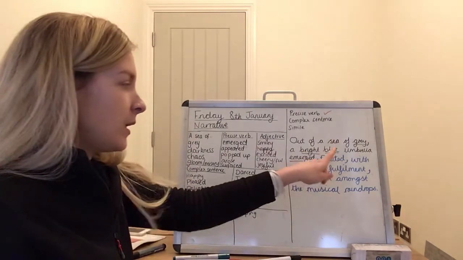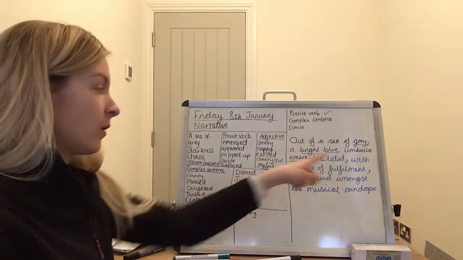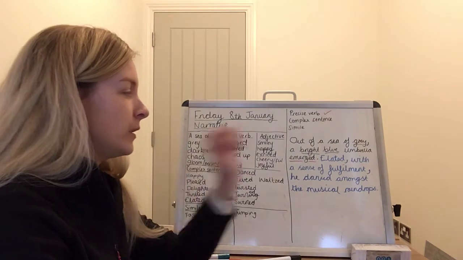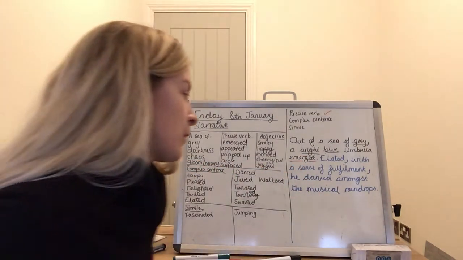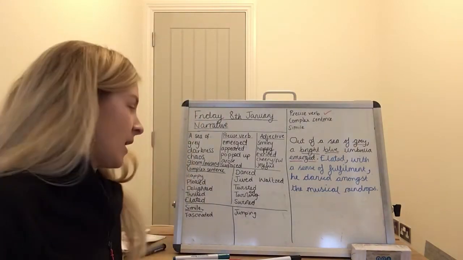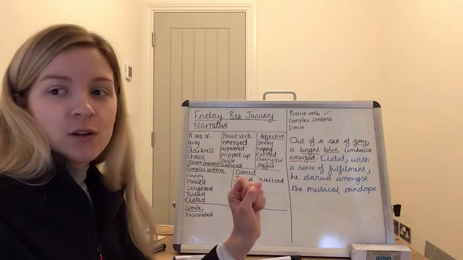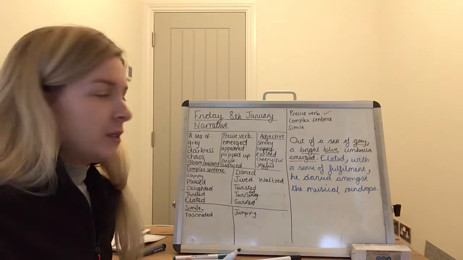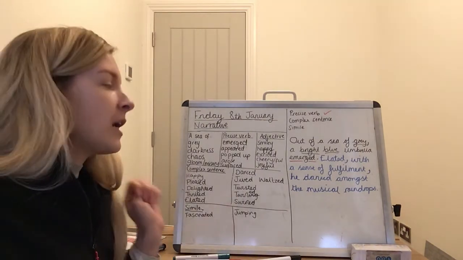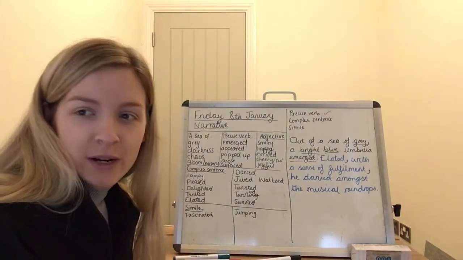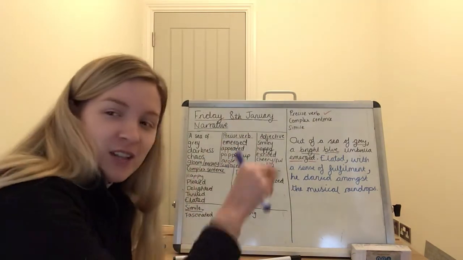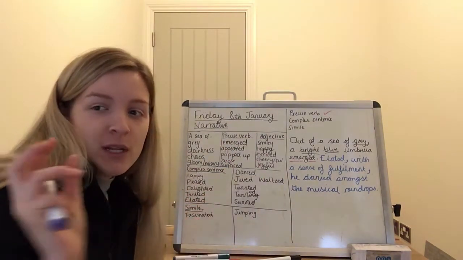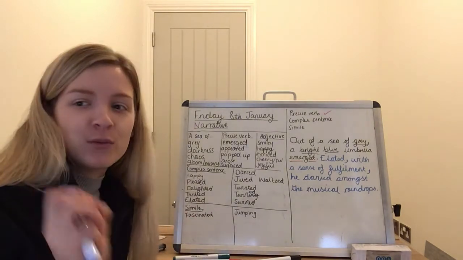So, elated, there's my feeling, comma, with a sense of fulfillment. He danced amongst the musical raindrops. Yours might say, delighted, comma, with a sense of fulfillment. He jived amongst the musical raindrops. I can't wait to see your ideas and how you've changed that second sentence to make it your own. You're always full of great ideas, Year 3, and I can't wait to read it.